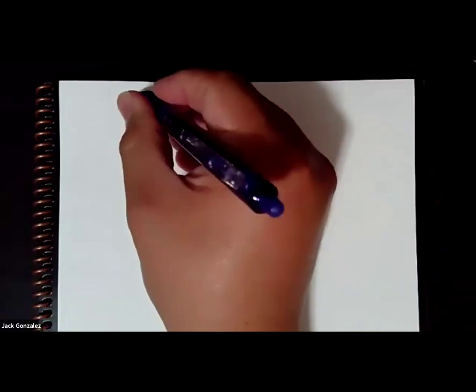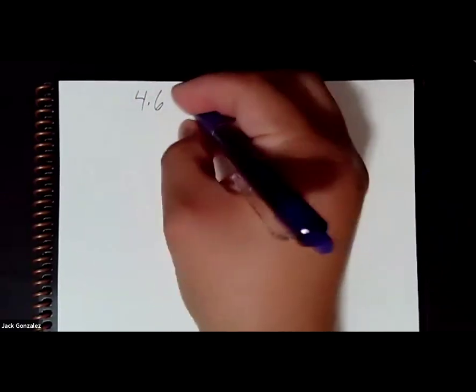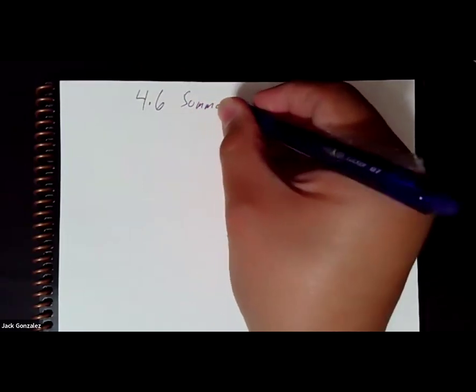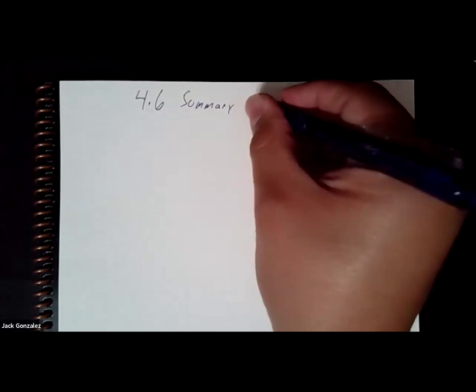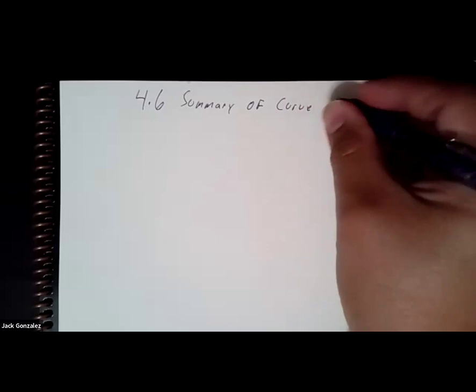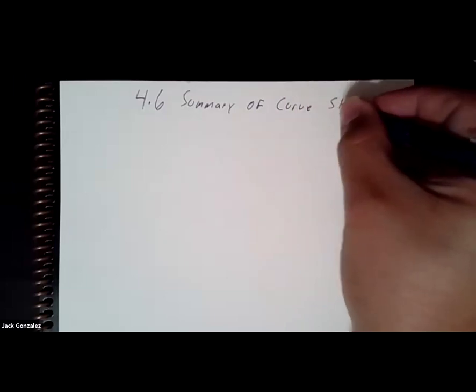But the usefulness of this section is that it makes you do everything we've learned in chapter 4 on one problem. So it kind of summarizes everything, and we get to apply it to something. But let's just try to keep it together here, a summary of curve sketching.